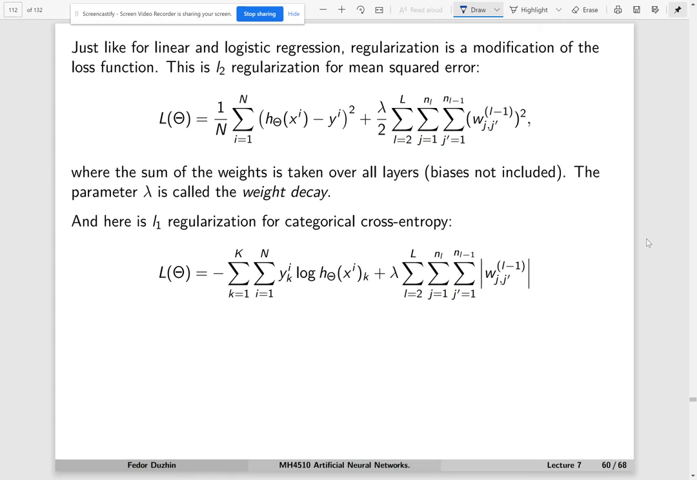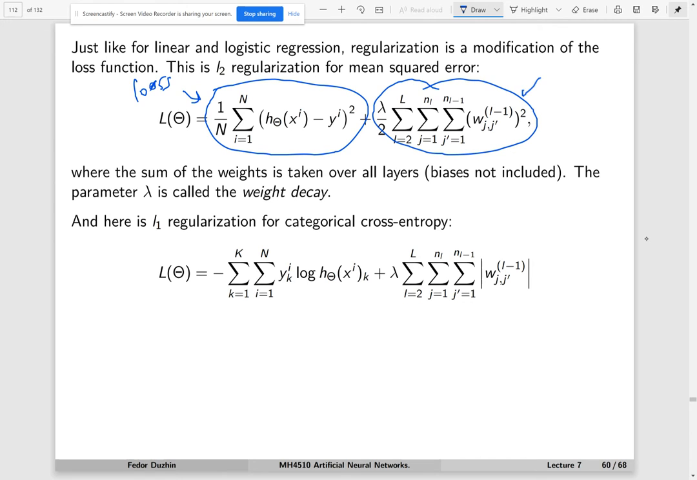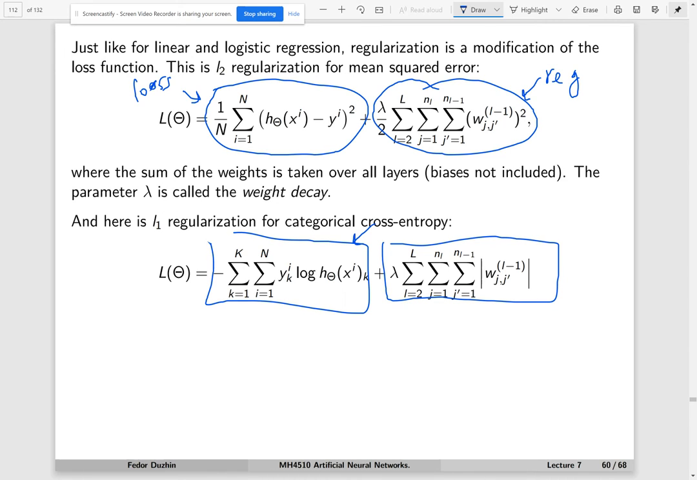So here is our original loss function. This is the mean squared error. This is the original loss, and then this is the regularization. Now, same thing for categorical cross entropy. So this is our cross entropy, and this is the term that does regularization. So this is the regularization term.